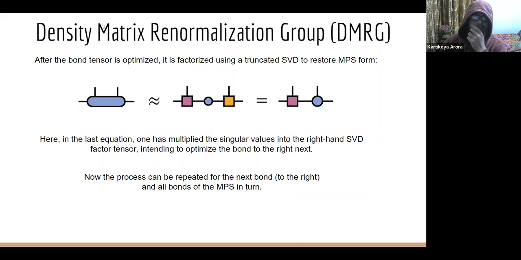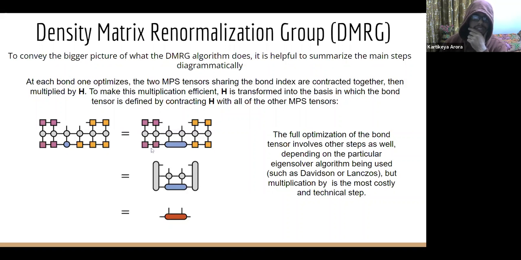Here we started at this site. In the next step, we start at this site and continue to do this. After all these sweeps, this process is basically known as a sweep, we obtain an optimized ground state for a system.